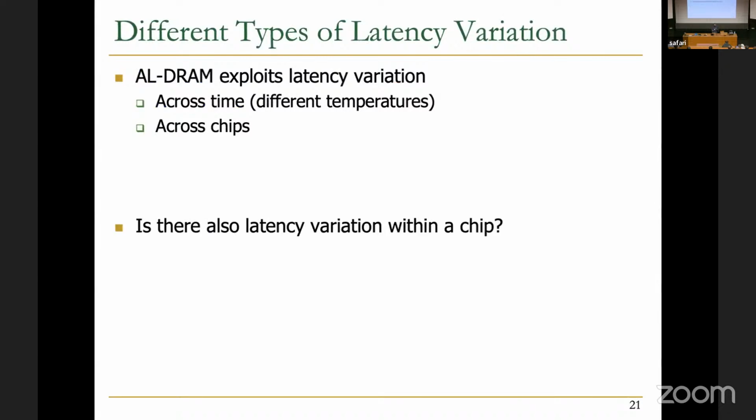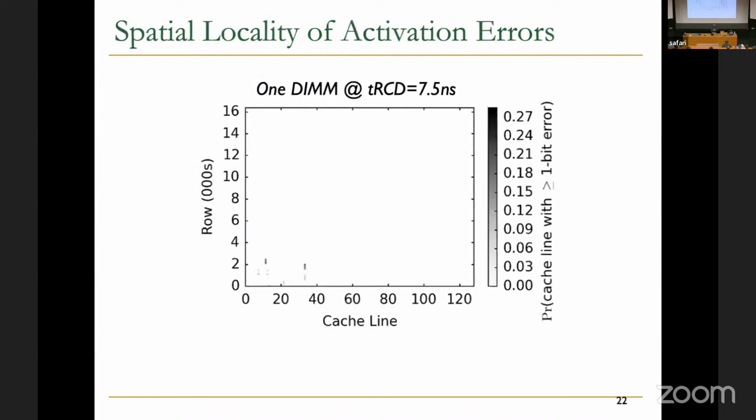Okay, so in ALDRAM, we look at the variation across time with different temperatures and across chips. But are there other variations in latency across different things? So what about within a chip, right? There's a follow-up work that looks at the latency variation across rows and columns in a chip. But there's some preliminary data here as well.